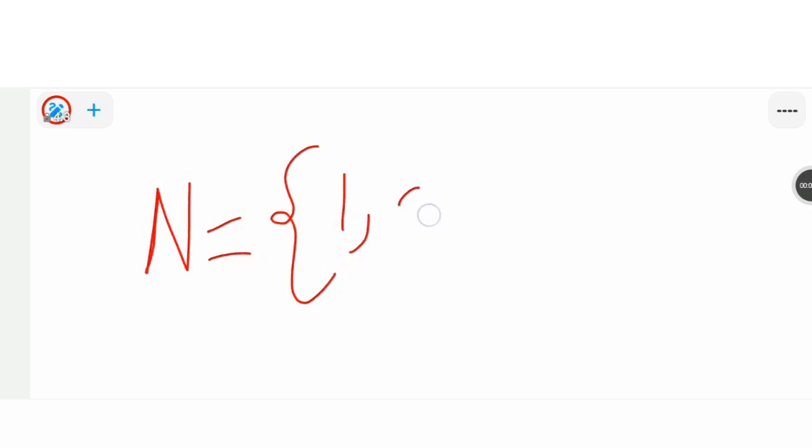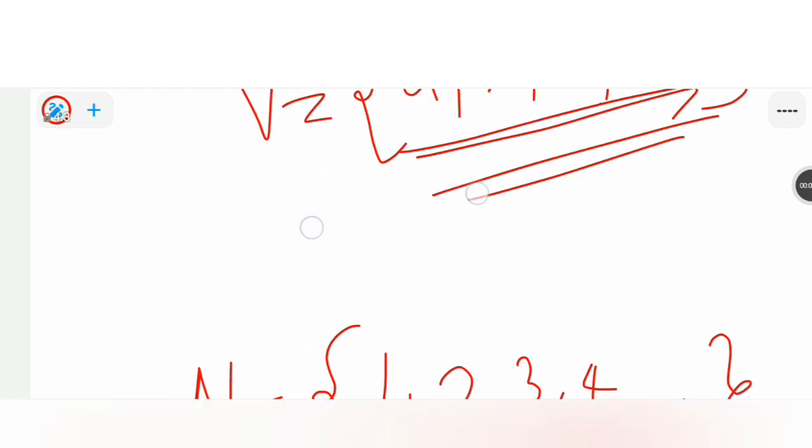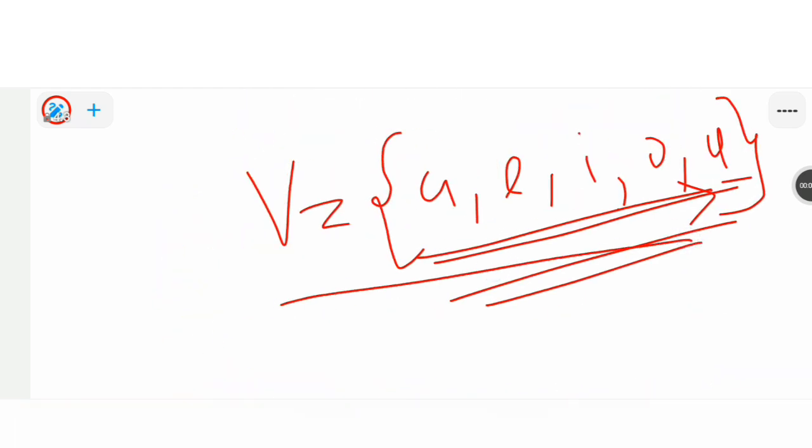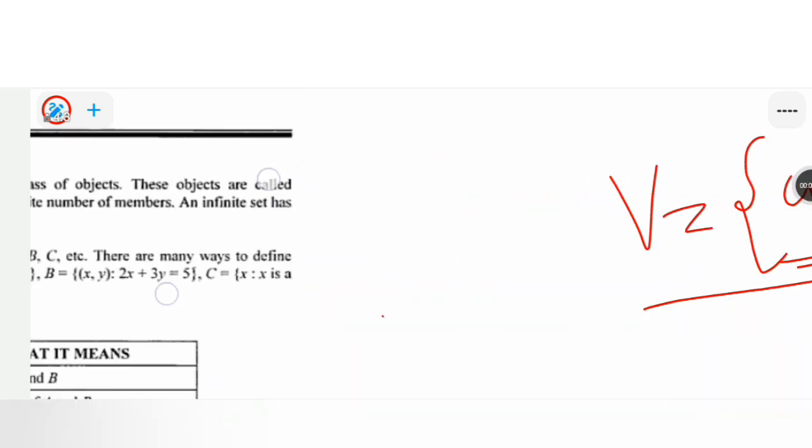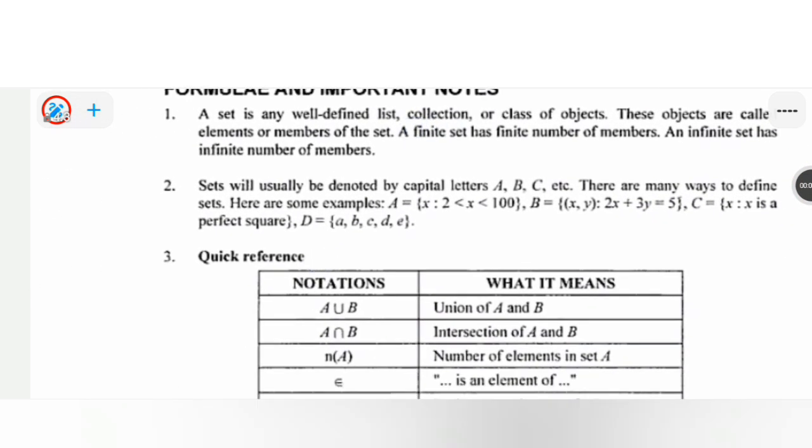If you do a set of natural counting numbers, for example, when you write N is equal to, then you open your curly brace and write 1, 2, 3, 4, and so on, it goes on like that. It does not have any end or limit. This is an infinite set. The other one is a finite set because you get to a point where you have to stop. So that's about finite and infinite sets.